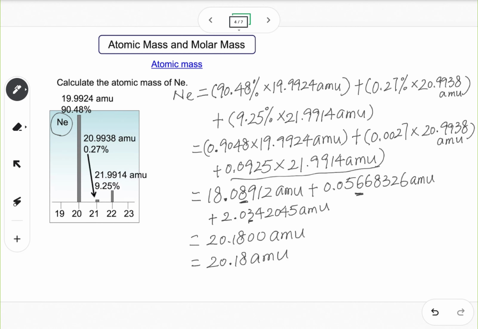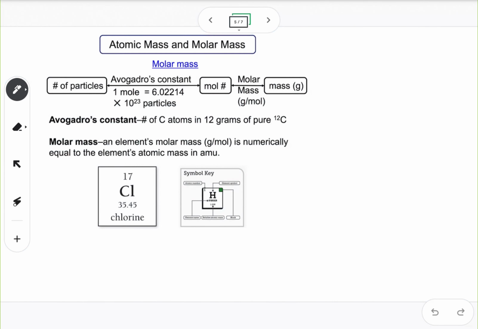All right, so this is this example. Now atomic mass. This is how we do atomic mass. Okay. The next thing is about the molar mass. This slide shows us some very important concepts before we start the calculation involving molar mass.